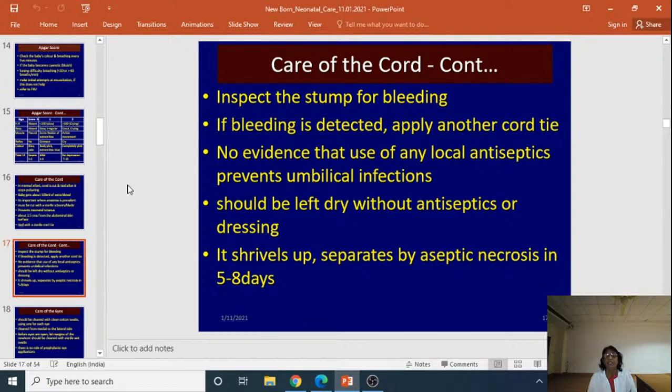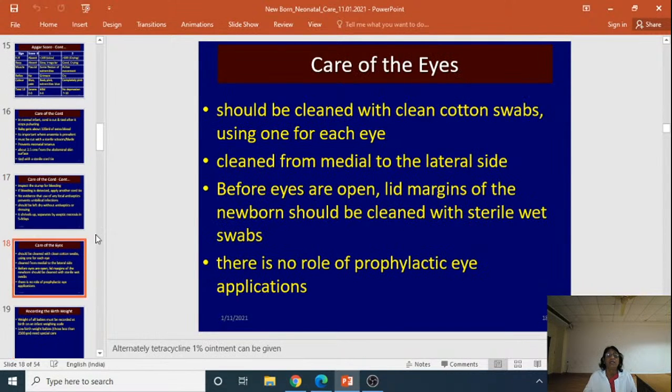If bleeding is detected, you do one more tie with a sterile thread, and never use any local antiseptics to prevent umbilical infections. It's not needed at all. A number of studies have been conducted, and they have found that there is no need to use any local antiseptics, and it should be left dry without antiseptic or dressing. It shrivels away by itself within about 1 week, around 5 to 8 days. So you don't have to apply anything. If it is asked in the exam, please say that there is no need to apply anything.